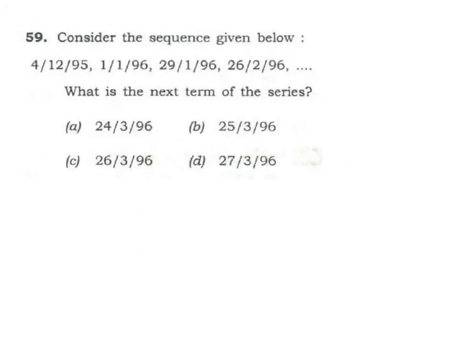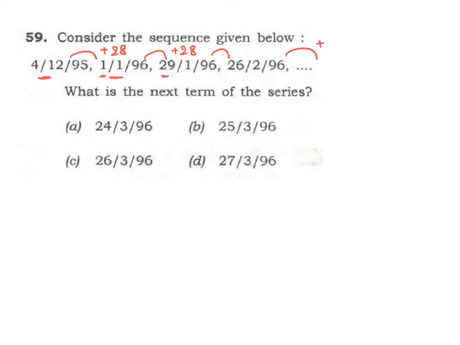Consider the sequence below. 4th December 95 to 1st January. 4th December 95. December has 31 days. Therefore 27, you add it and plus 1, which means plus 28 days you need to add. And 1st January to 29th January also you have to add 28 days. And if I add 28 days, January has already 31 days, so 2 more days, plus 26.